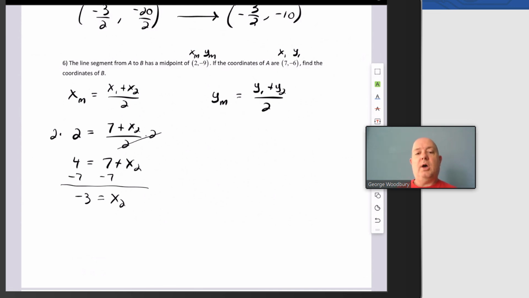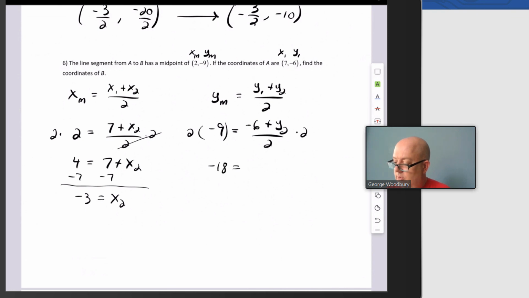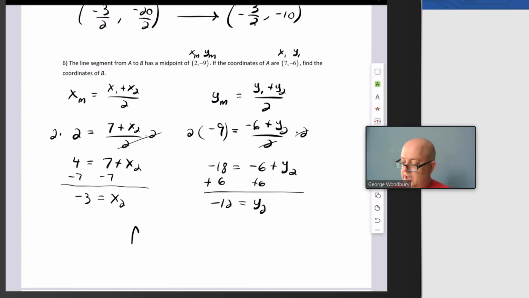For y sub m, we know that that is -9. And y sub 1 was -6. So we've got -9 equals -6 plus y sub 2 over 2. Multiply both sides of the equation again by 2. And we get -18 equals -6 plus y sub 2. Add 6 to both sides of the equation. And we get -12 equals y sub 2. So the coordinates of B are -3 for x, -12 for y.